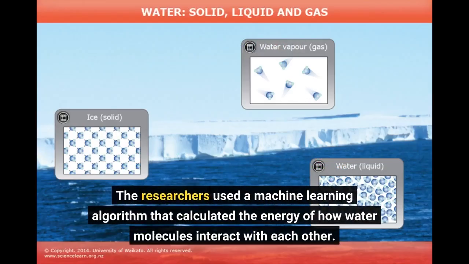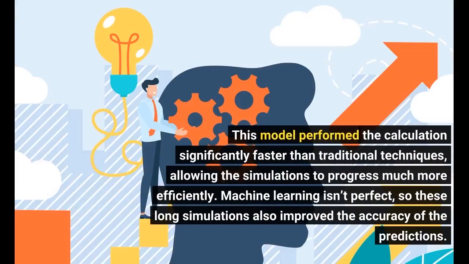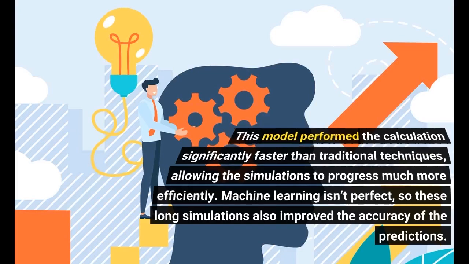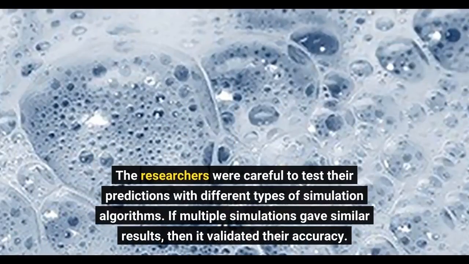The researchers used a machine learning algorithm that calculated the energy of how water molecules interact with each other. This model performed the calculation significantly faster than traditional techniques, allowing the simulations to progress much more efficiently. Machine learning isn't perfect, so these long simulations also improved the accuracy of the predictions. The researchers were careful to test their predictions with different types of simulation algorithms. If multiple simulations gave similar results, then it validated their accuracy.